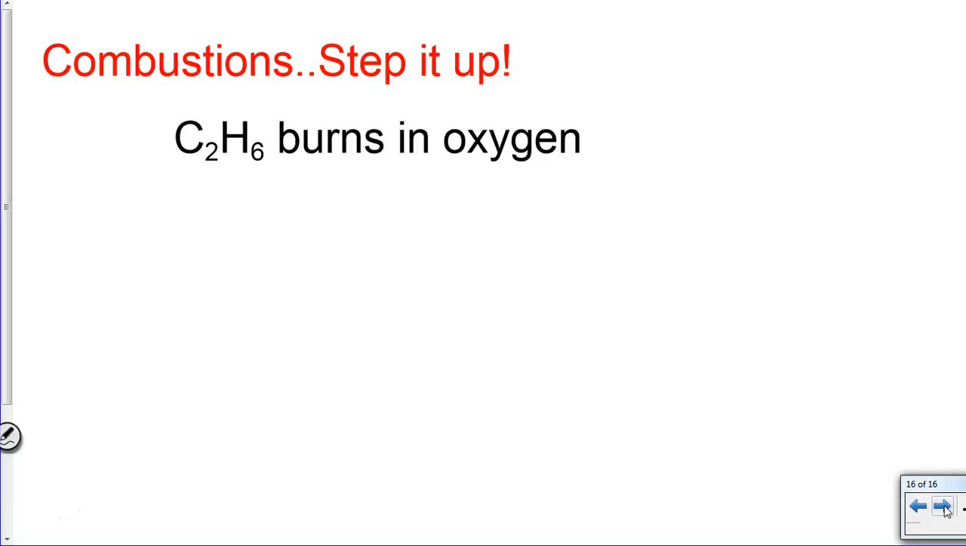Last one, it's pretty much still just another combustion. This thing burns in oxygen. Try to set it up. If you have issues with it, come see us tomorrow.